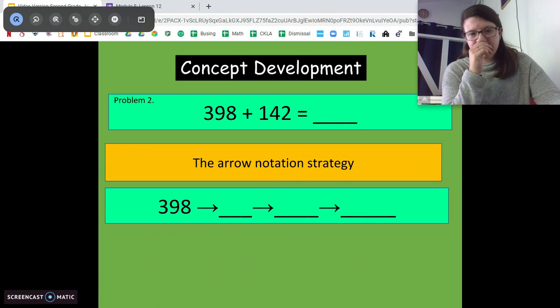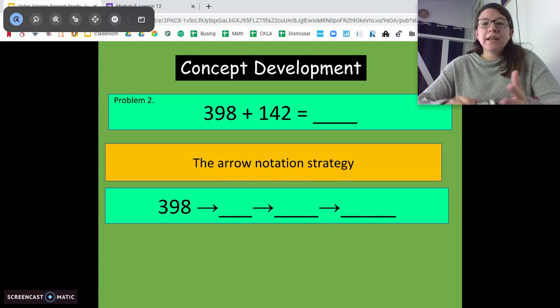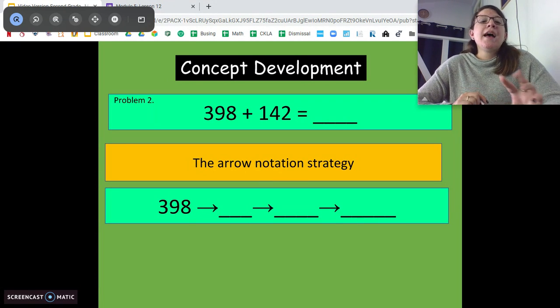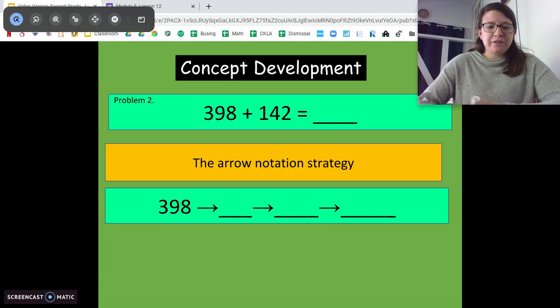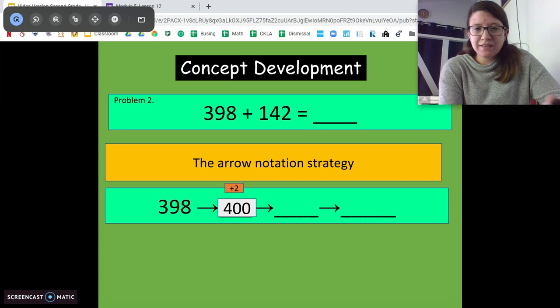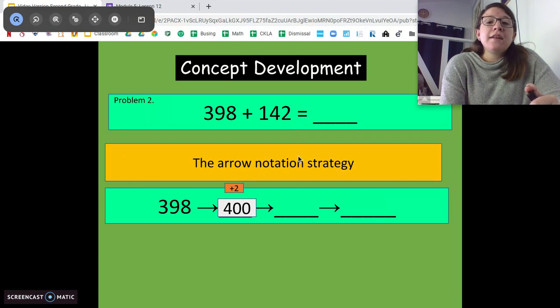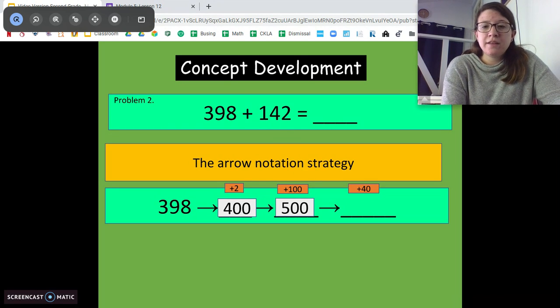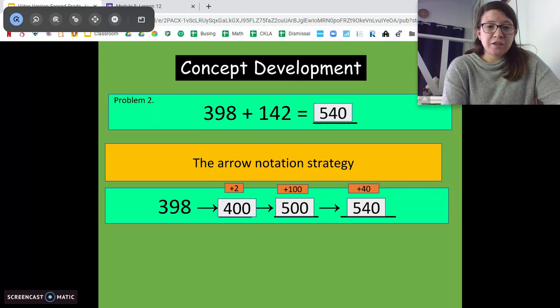Let's try another way. We could do the arrow way. Looking at this problem, I see that 398 is 2 away from its next 100. So I'm going to add that 2 in first, get that to an easy 400. Now, I still have 140 to add. So I'm going to add that 100, get to 500, then I have that 40, and I get to 540. Another way to solve it, same answer.